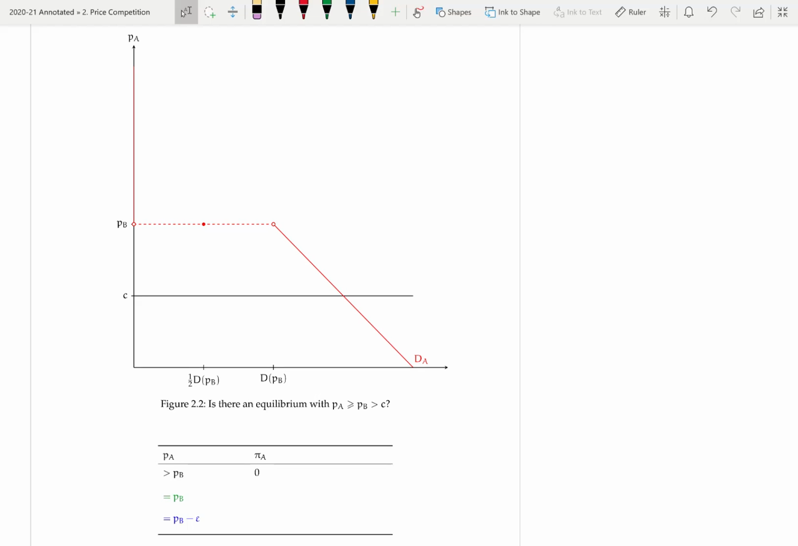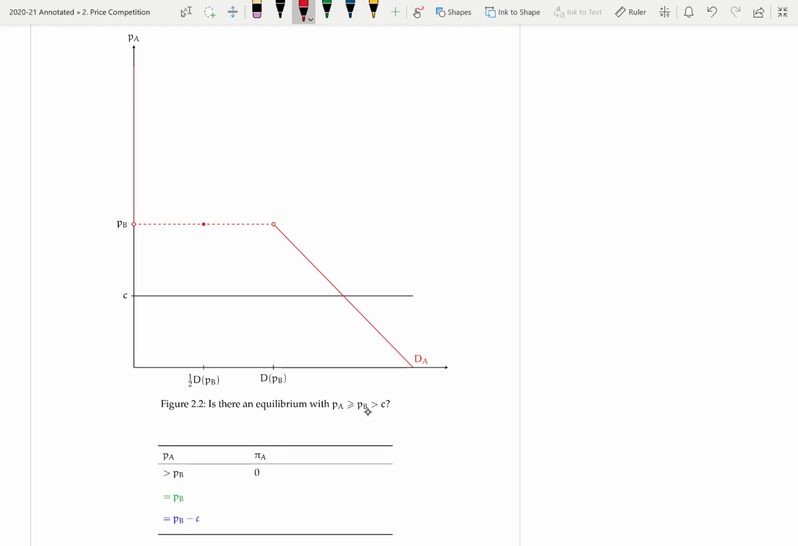Okay, so in this diagram, we have a price of firm B that's above marginal cost, and we have firm A's demand curve in red. We are going to look at what profit firm A gets from different prices. So let's first look at what happens if firm A prices above firm B. Then its profit is going to be 0. Can it do better than that?